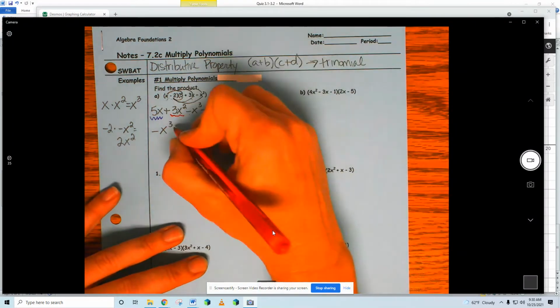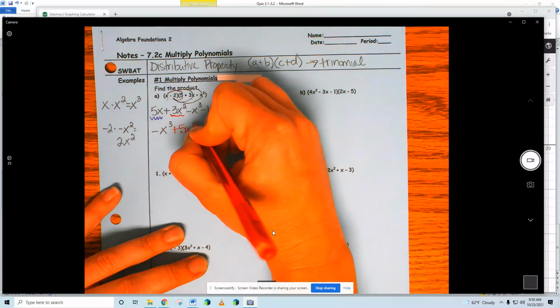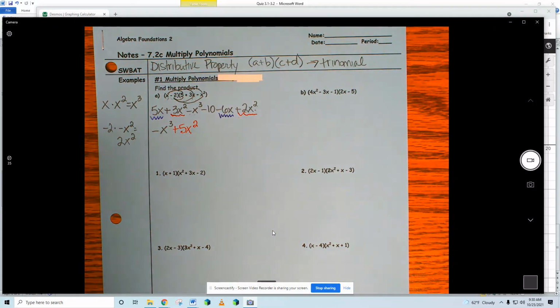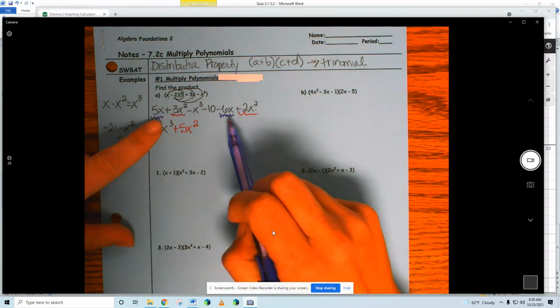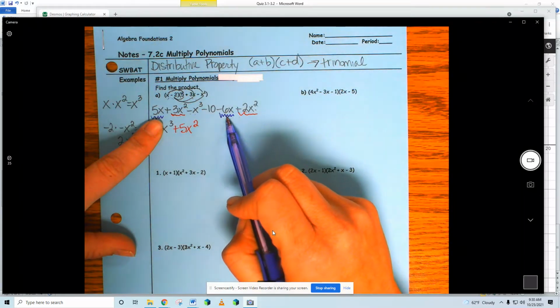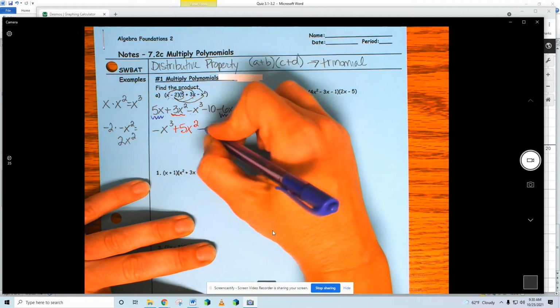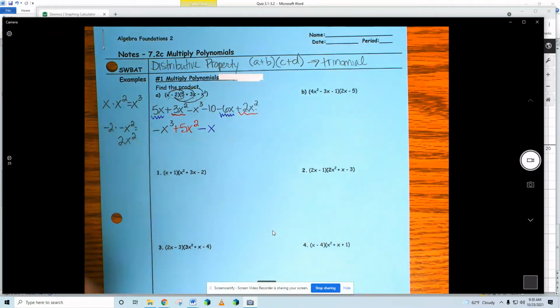5x squared. It still stays a rolly backpack. Don't make it x to the 4th. No. Purple. 5x minus 6x. 5 minus 6. Negative x. Yep, negative 1x.